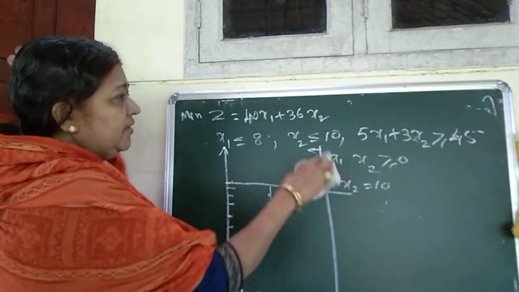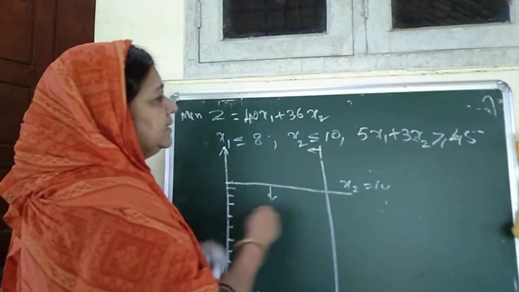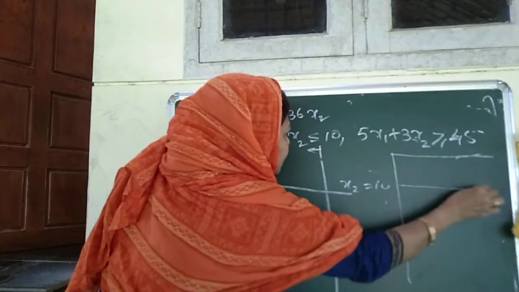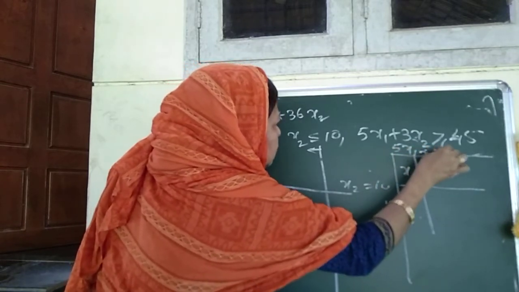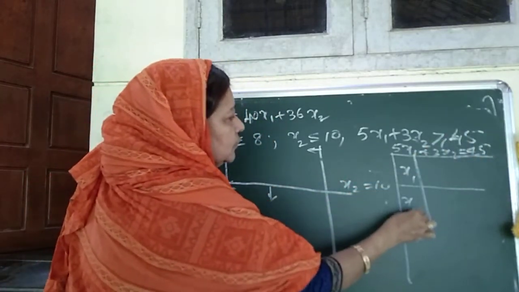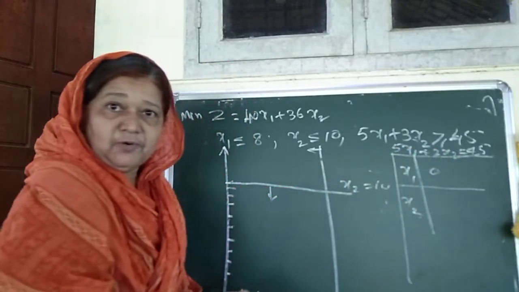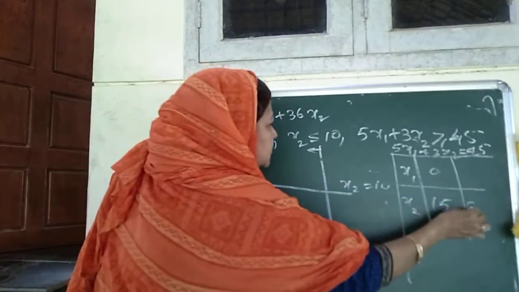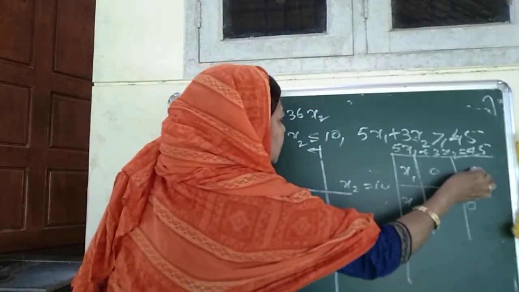The next is 5x1 plus 3x2 greater than or equal to 45. For drawing that line, the simplest method is we write 5x1 plus 3x2 equal to 45, the line. Then put x1 equal to 0, we have 3x2 equal to 45, that is x2 equal to 15. Then put x2 equal to 0, 5x1 equal to 45, that is x1 equal to 9.